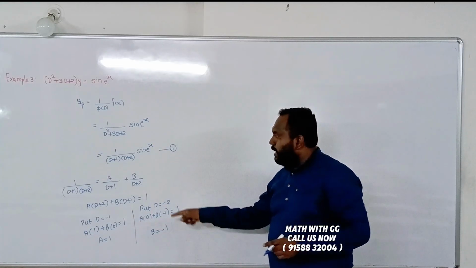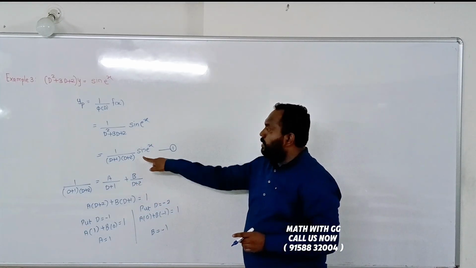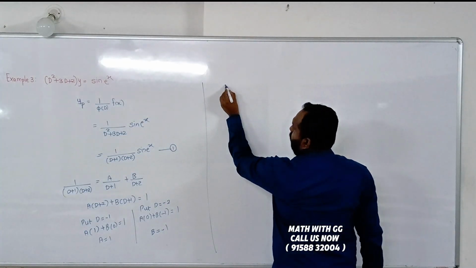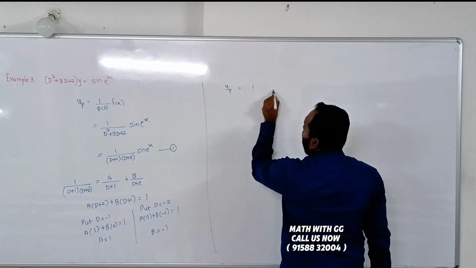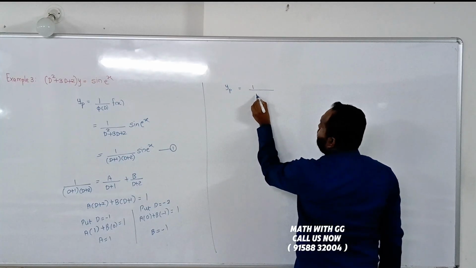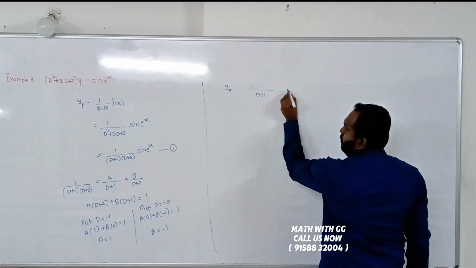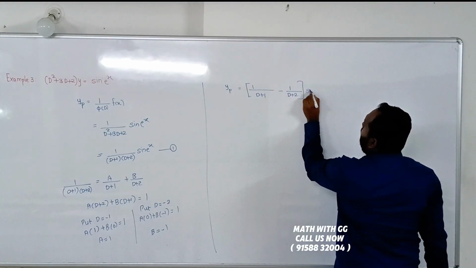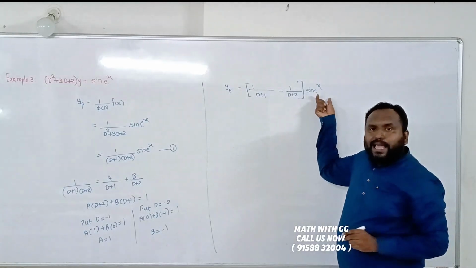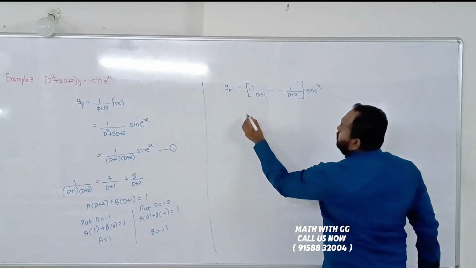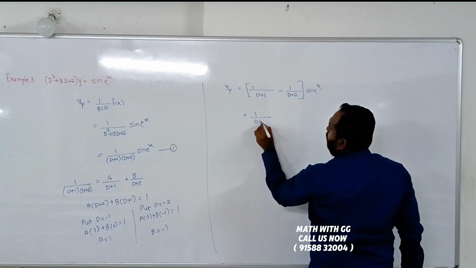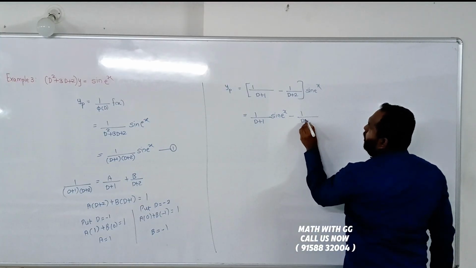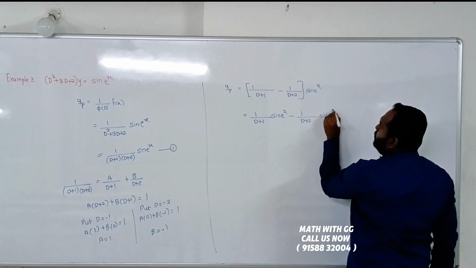Now let's substitute this value in this equation and substitute the term in equation number 1. So we get yp is equal to 1 upon D plus 1 minus 1 upon D plus 2, into sin e raised to x. Let's multiply sin e raised to x to both the terms. This is equal to 1 upon D plus 1 into sin e raised to x.